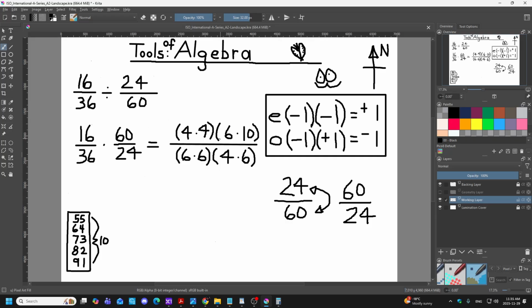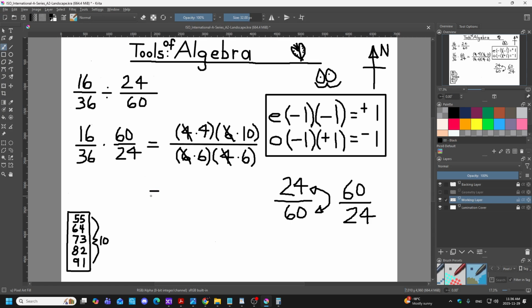60 into 6 times 10, 36 into 6 times 6, and 24 into 4 times 6. Okay, I know you're following along, right? That's pretty easy, right? So there we go. Now we have our numbers that we can start canceling. We can cancel 2 of the 6s, and we can cancel 2 of the 4s. Okay, what are we left with?